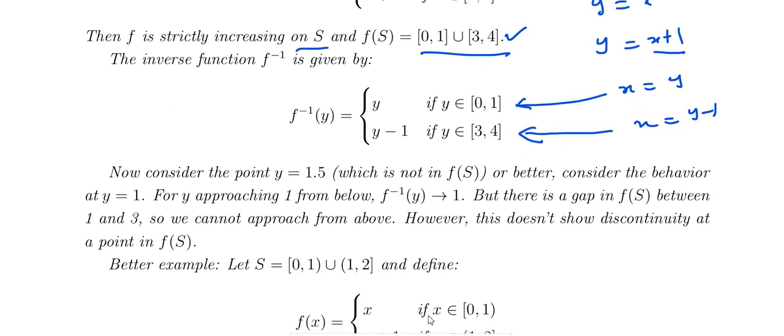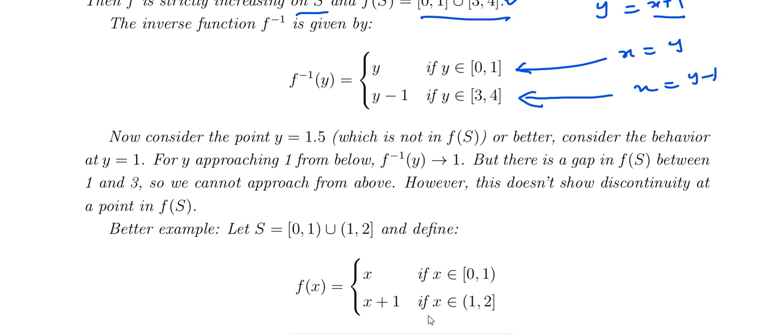That is the inverse function f inverse of y. What we need to prove is that the inverse is not continuous at some point. Here there is a jump: from 0 to 1 is one function and 3 to 4 is another function. Consider the point y = 1.5, which is not in f of S, or better, consider the behavior as y approaches 1: f inverse of y approaches 1. There is a gap in f of S between 1 and 3, so we cannot approach from above. Therefore it doesn't show a discontinuity at a point in f of S. That is the example.